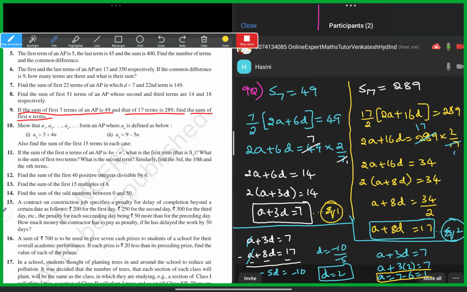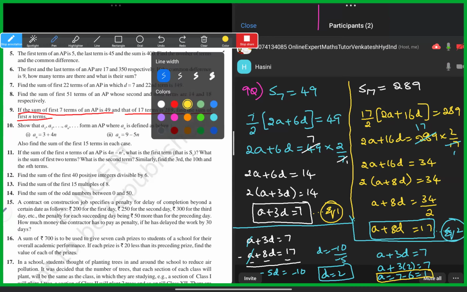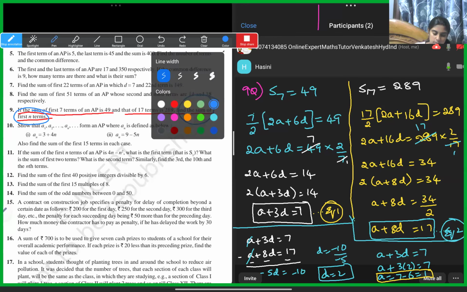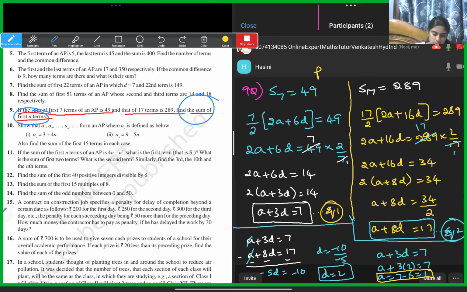Any doubt? No, sir. So the d value is 2 and the a value is 1. They asked for the sum of n terms, and to find it we require a and d, because without a we cannot find the sum of n terms. So this is part 1.